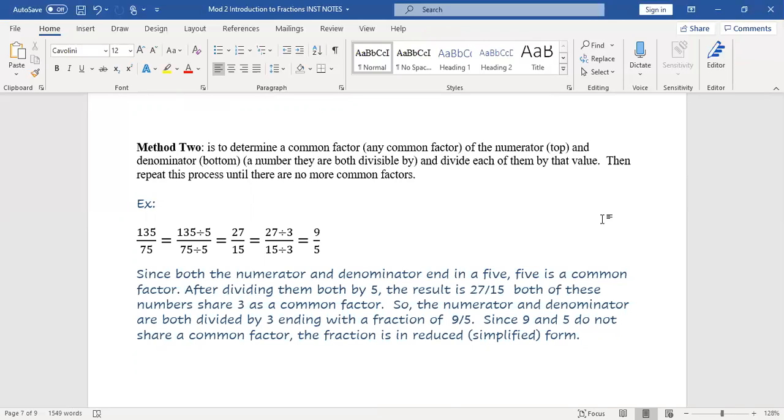Both of these numbers share 3 as a common factor. So the numerator and denominator are both divided by 3, ending with a fraction of 9 over 5. Since 9 and 5 do not share a common factor, the fraction is reduced to its simplest form. So it's kind of like, how low can you go? You pick a number that goes into both of them, and you just keep looking for a common factor until there are no more common factors, and you've got your fraction into its reduced form.